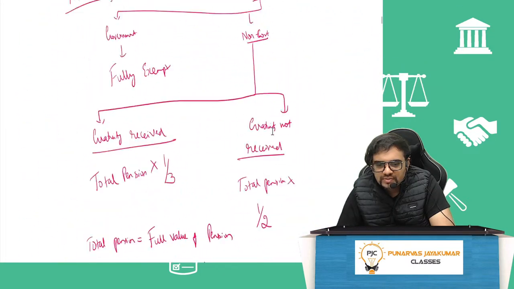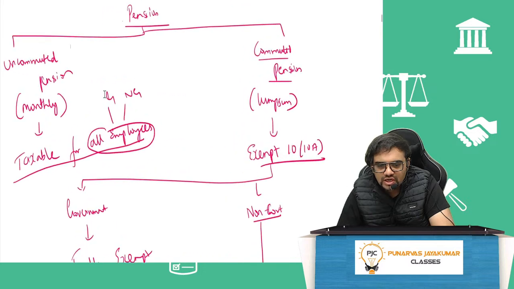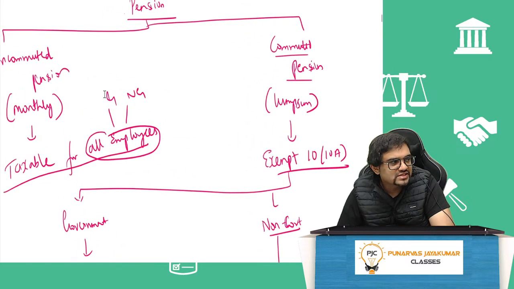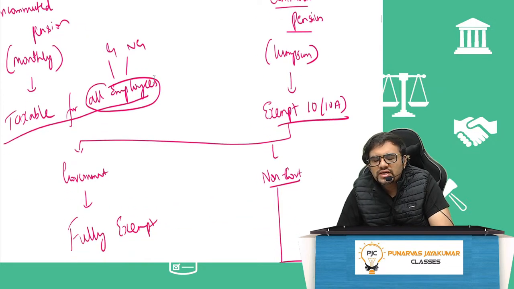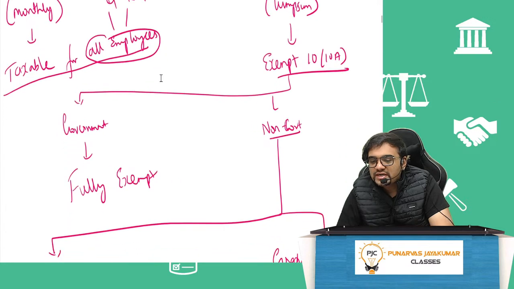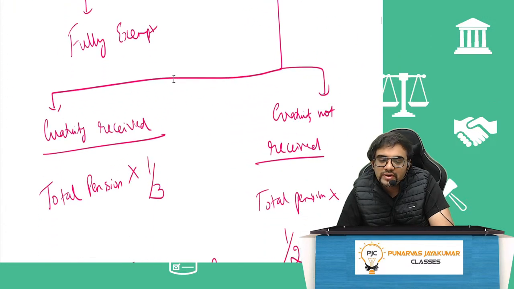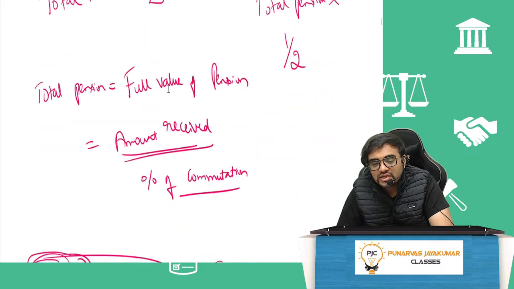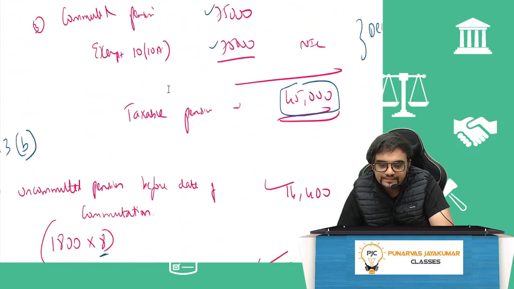So that is regarding pension. Always note, uncommuted pension is always taxable for all employees. Commuted pension is exempt under 10(10A) for government employees, and for non-government employees, I should see whether you have received gratuity or not.